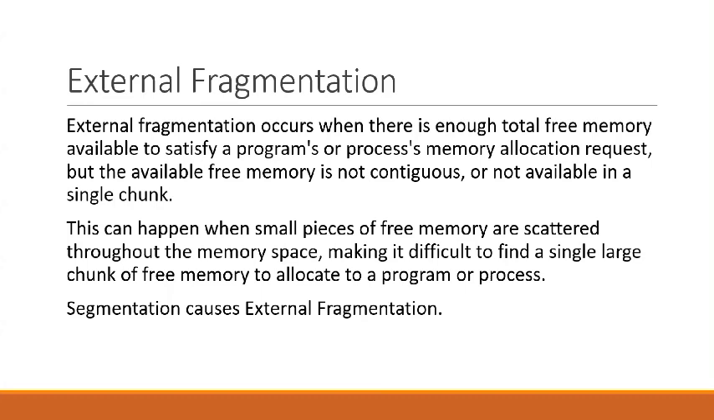External fragmentation. External fragmentation occurs when there is enough total memory available to satisfy a program's or process's memory allocation request, but the available free memory is not contiguous or not available in a single chunk. This can happen when small pieces of free memory are scattered throughout the memory space, making it difficult to find a large chunk of free memory to allocate to a program or process. Segmentation causes external fragmentation.